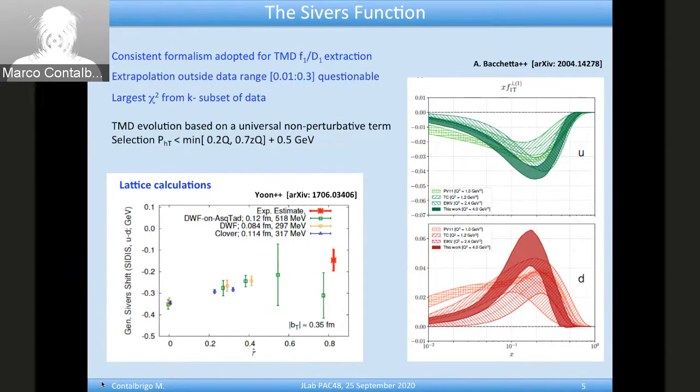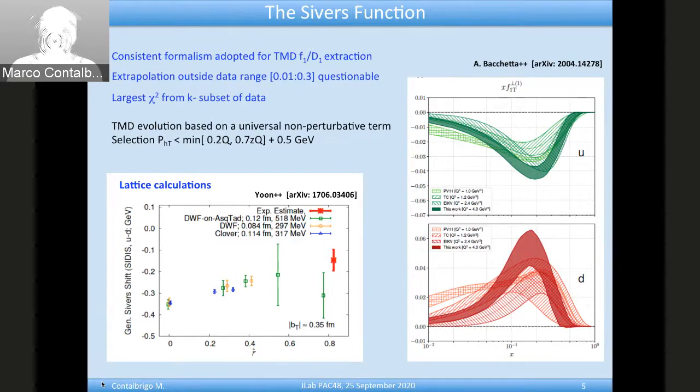And I'd like to point out a few remarks that were highlighted in this extraction. The first is that it is important to have a consistent study of the unpolarized and polarized observables together, and this is one of the goals of the experiment, as was explained so far. There is a region that is not covered by the data right now, where the extrapolation is questionable, in particular in the valence region where CLAS12 wants to work. And one of the largest chi-squares came from the sector that CLAS12 wants to measure. So this is just to point out that experiments plan to address questions that are still on the table.